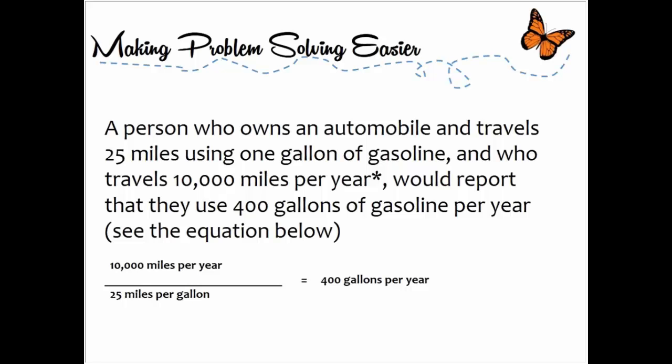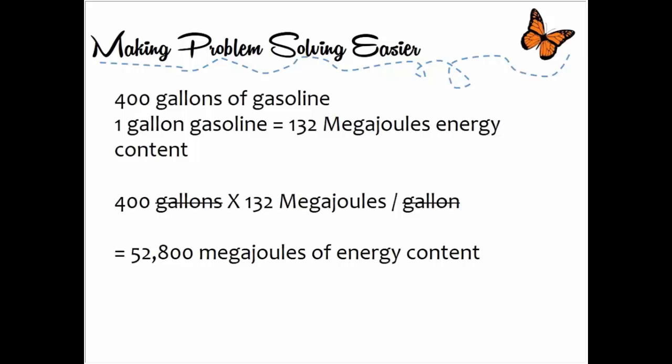Next slide, please. And if we know that a gallon of gasoline is the energy equivalent of 132 megajoules of energy content, that is not talking about how efficiently we've converted it, but if we could, in an ideal world, get all the energy out of that gasoline, we get 132 megajoules, then 400 gallons times 132 megajoules per gallon would give us 52,800 megajoules of energy content in that 400 gallons of gasoline.